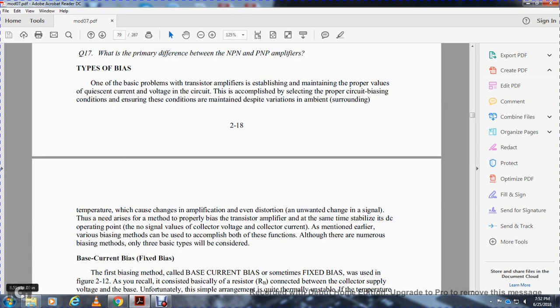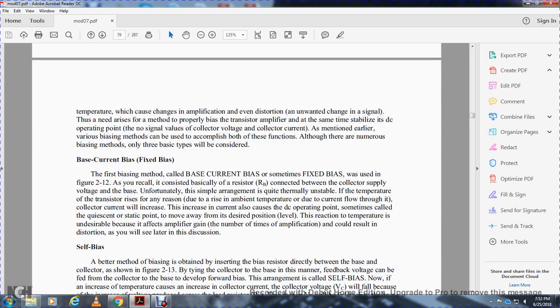Although there are numerous biasing methods, only three basic types will be considered. First, base current bias, or fixed bias, which is usually shown in figure 2-12. It consists of a basic resistor connected between the collector supply voltage and the base. Unfortunately, this simple arrangement is quite unstable with temperature.